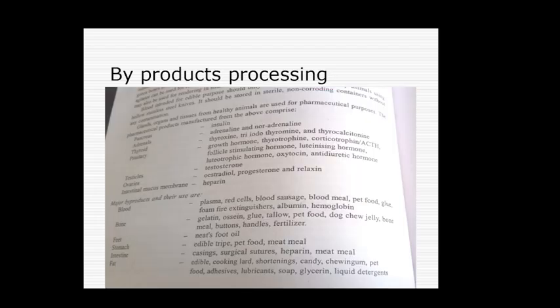So here we have the byproducts processing. This is also very important. For we have the pancreas. These byproducts are rendered to pancreas. We can obtain the insulin from pancreas. From adrenals, we can use adrenaline or noradrenaline. From thyroid, we can have thyroxine, triiodothyronine, and thyrocalcitonin. From pituitary, we have growth hormone, thyrotropin, corticotropin, follicle stimulating hormone, luteinizing hormone, luteotrophic hormone, oxytocin, and antidiuretic hormone.